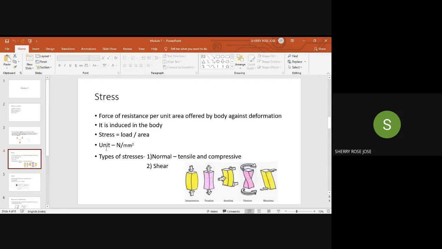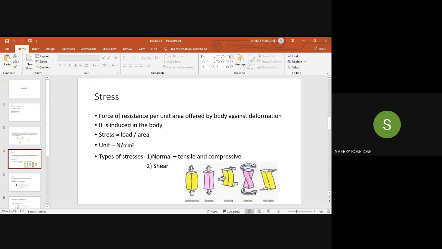Now, how will you find out the unit of stress? We know that the basic equation of stress is load by area. What is the unit of load? Unit of load is Newton. And what is the unit of area? That is mm square. So you will get the unit as Newton per mm square. Now, there are different types of stresses, and they are basically divided into two: normal stress and shear stress. In normal stress itself, there are two types: compressive stress and tensile stress.